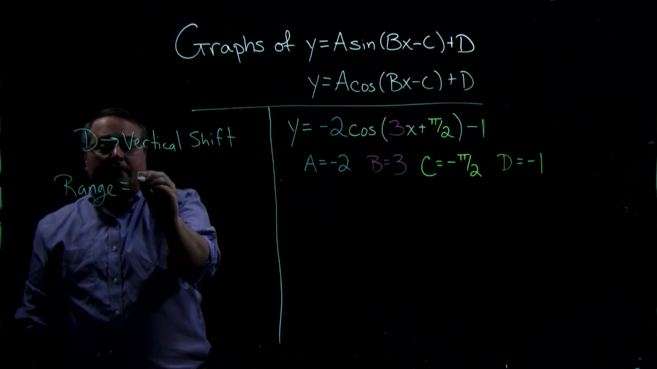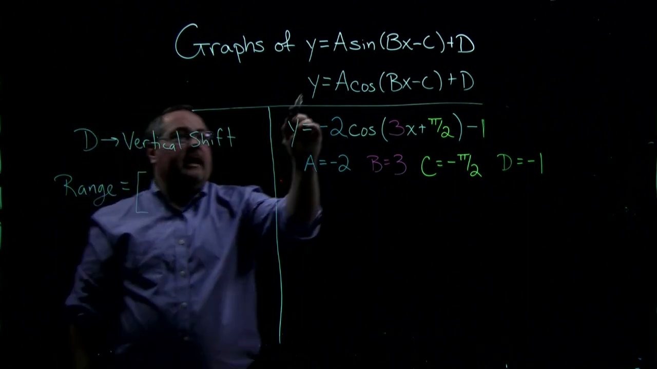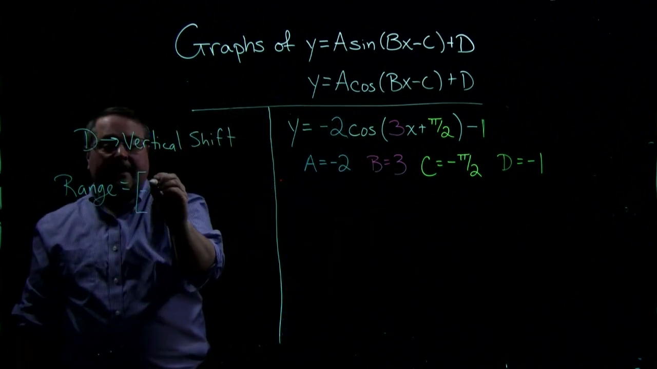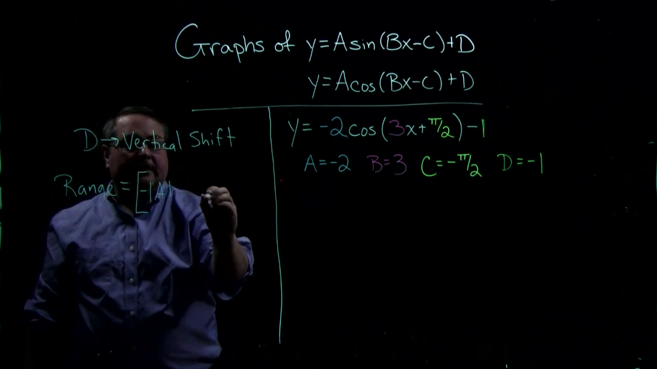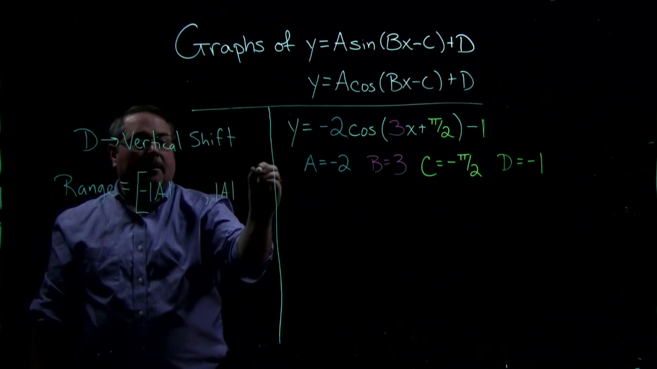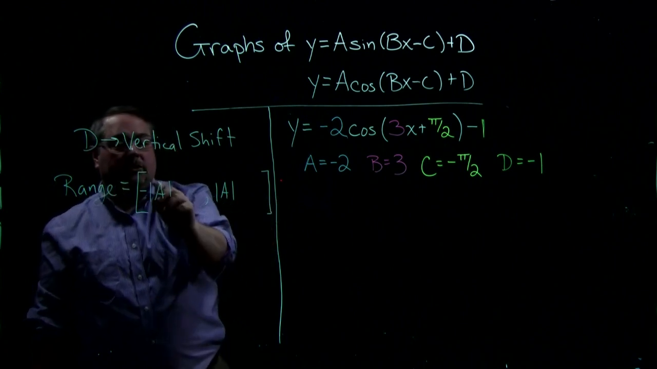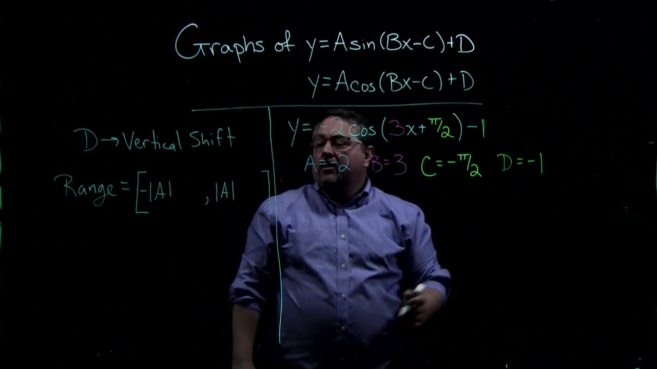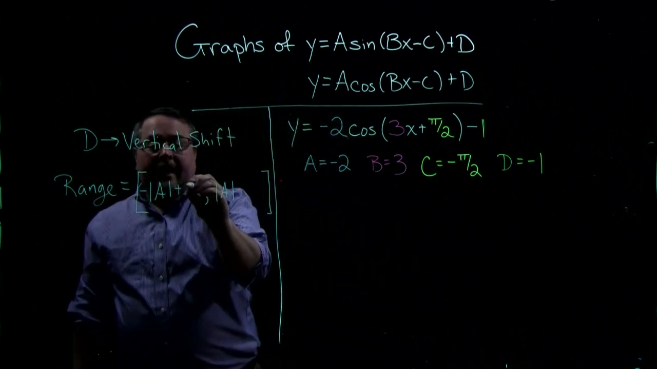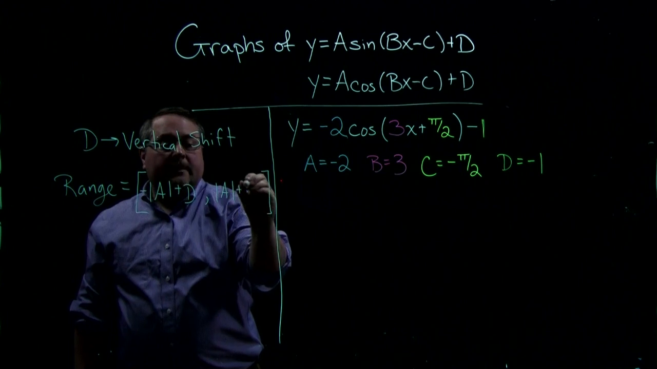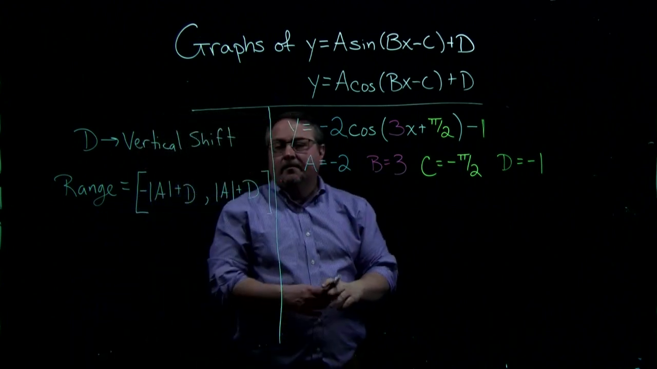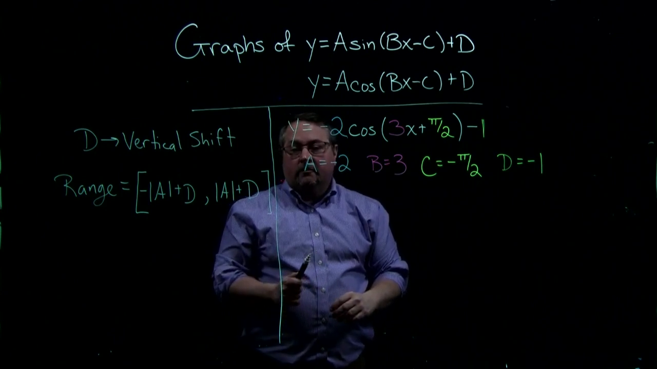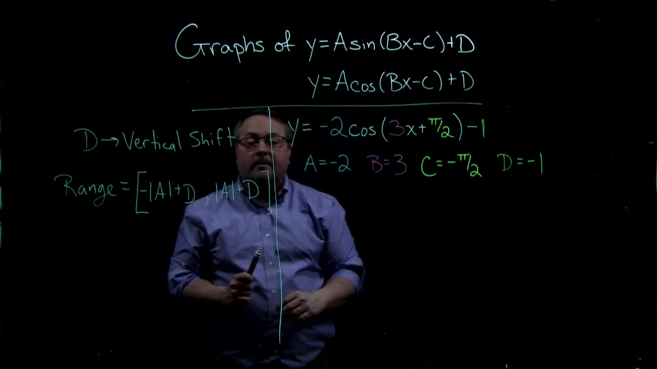Okay, so before, the range of a times the sine of something or a times the cosine of something was negative the absolute value of a to the absolute value of a. Again, remember we had to take the absolute value so that we were assured that this number was positive, and then we would have negative first, positive second. So now all we're going to do is add our vertical shift to our range. Our range will be negative the absolute value of a plus d, to positive the absolute value of a plus d.